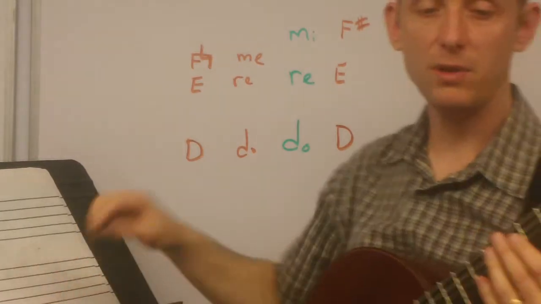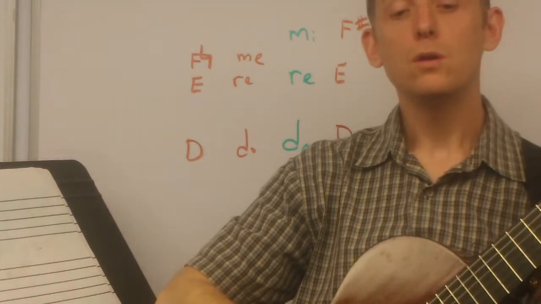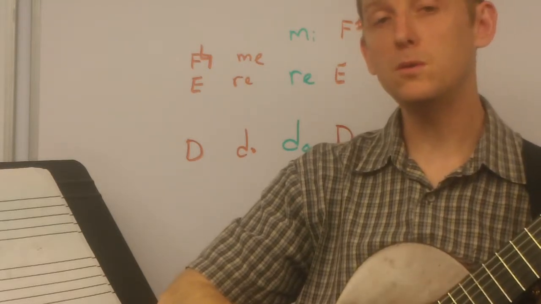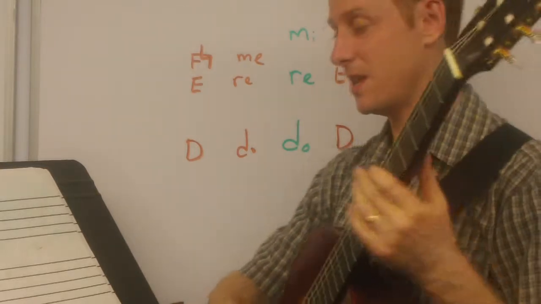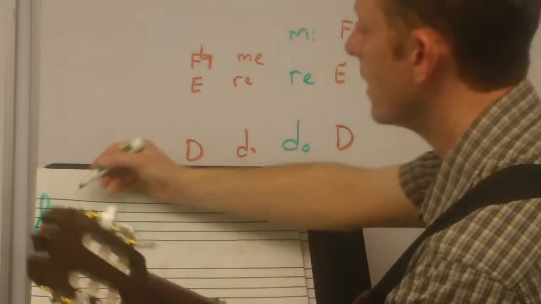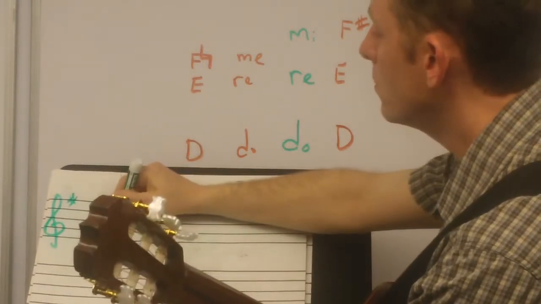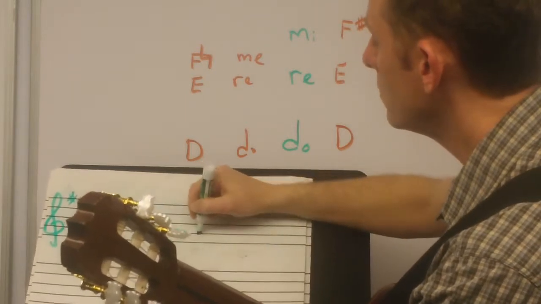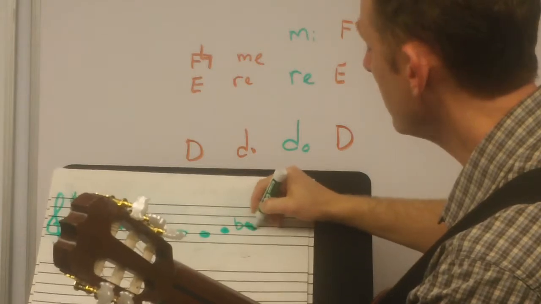Here's our next example, starting on do. Pause and write, and here's the answer. Since we're in G major, we have one sharp, and the answer was do, re, re, do, do, do, re, may.